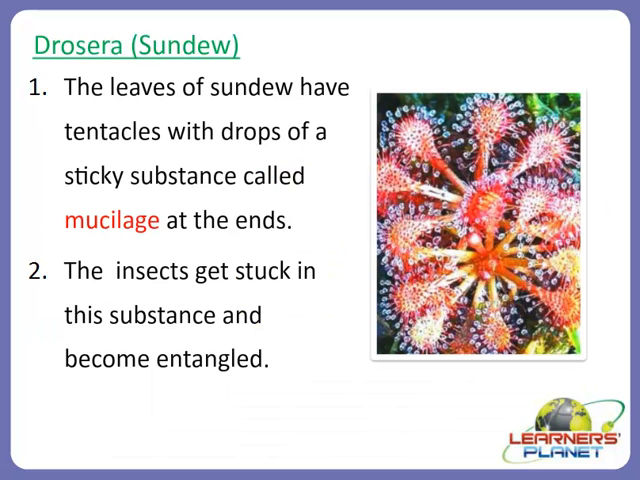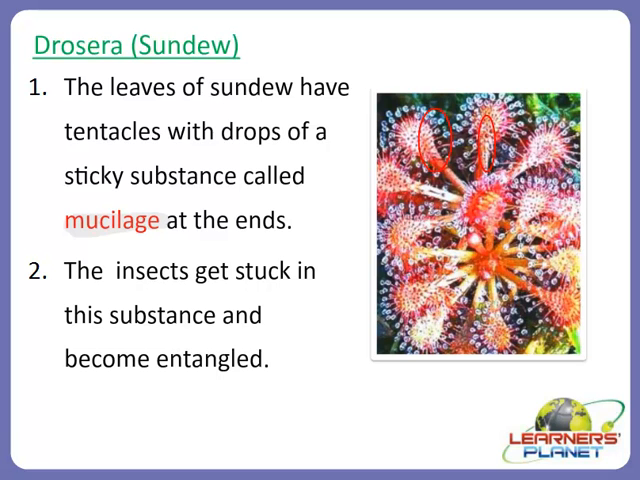Now let us move on to another example of an insectivorous plant, Drosera, also called sundew. The leaves of sundew have tentacles with drops of a sticky substance called mucilage, which is present at the end. This is a very important term for you to remember. Can you see here in this image? The leaves of the sundew have tentacles. Can you see here? These are the tentacles.